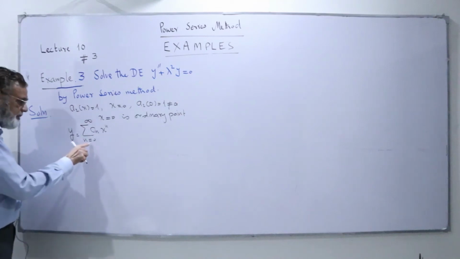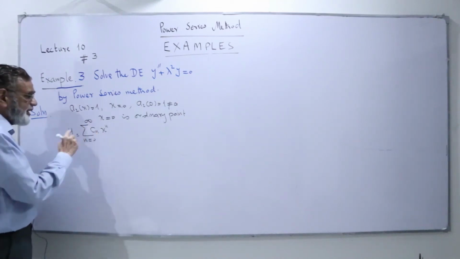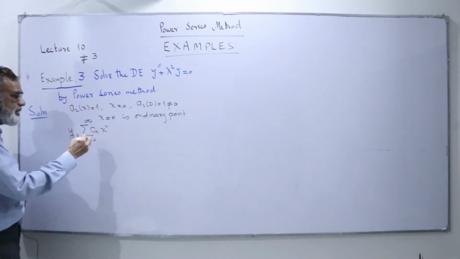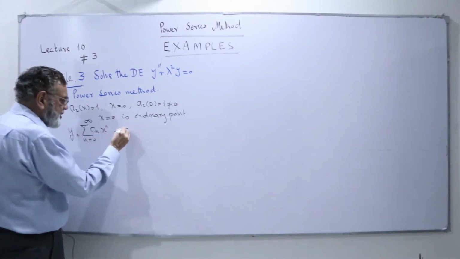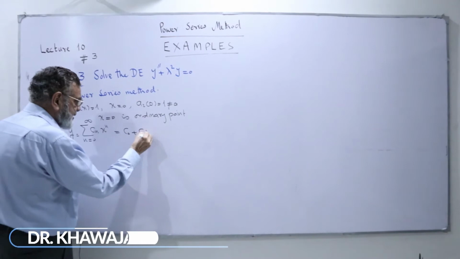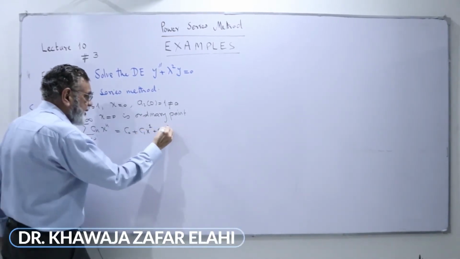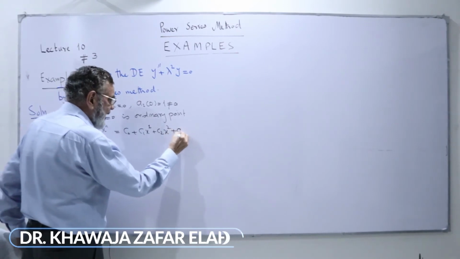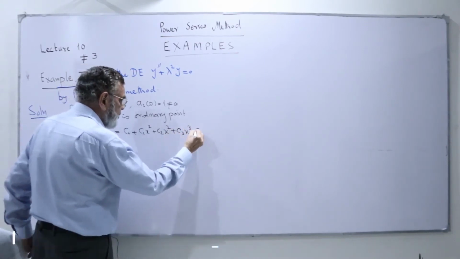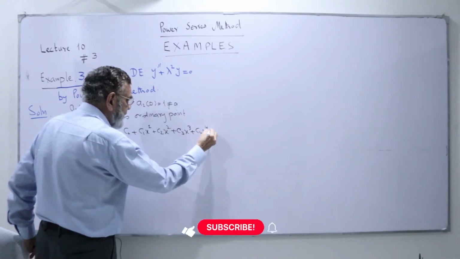We have y equal to sigma n equal to 0 to infinity Cn x power n. We write this series about x equal to 0. When expanded, it is C0 plus C1x plus C2 x square plus C3 x cube plus C4 x to power 4 and so on.